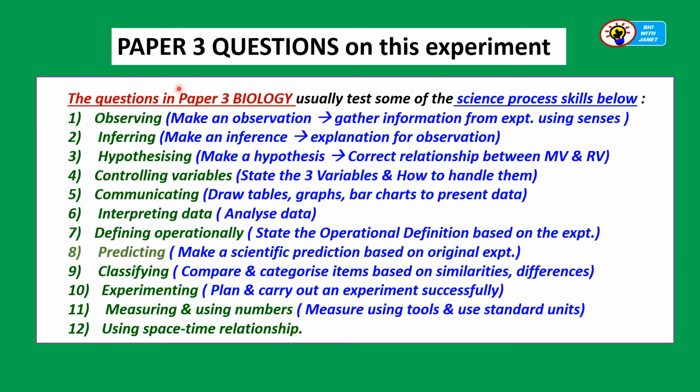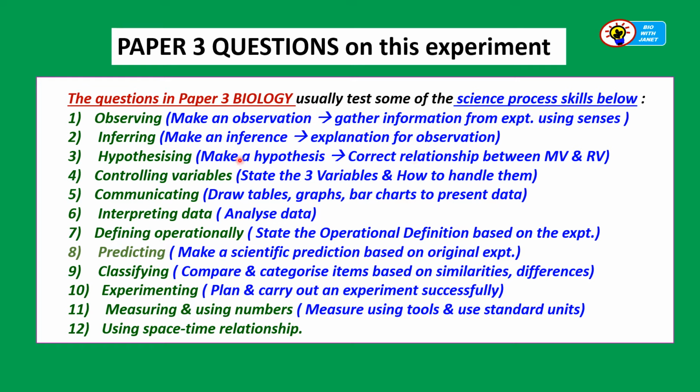So now let's go on to the paper 3 questions on this experiment from the molecular trial paper. Now, the questions in paper 3 biology usually test some of the science process skills below, as you will see afterwards. For example, they may test you on the observation skill, where you have to make an observation in the experiment. That means to gather information from the experiment using the senses like sight and so forth. So inferring means to make an inference, which is an explanation for observation. An inference is an explanation for the observation.